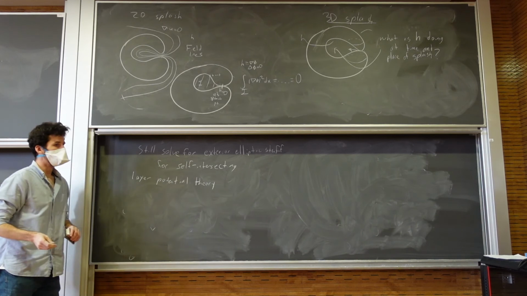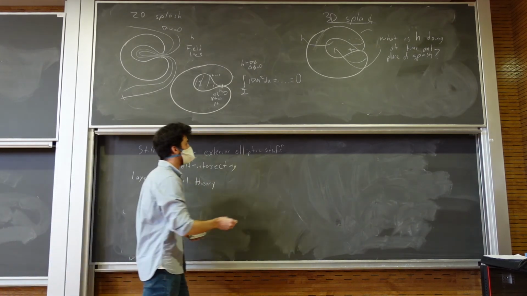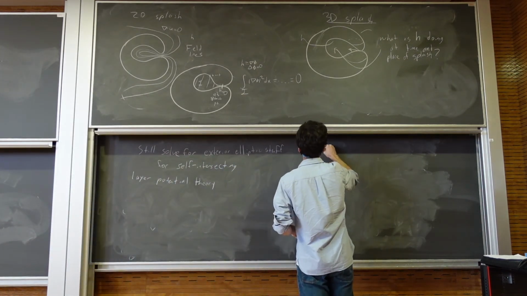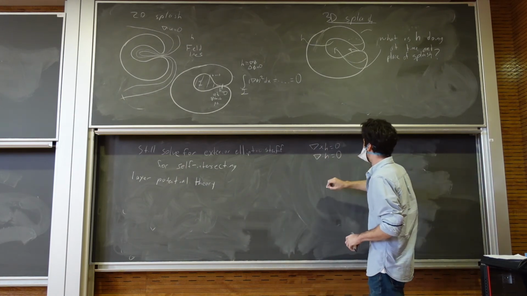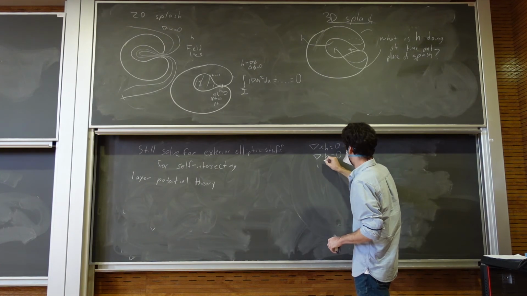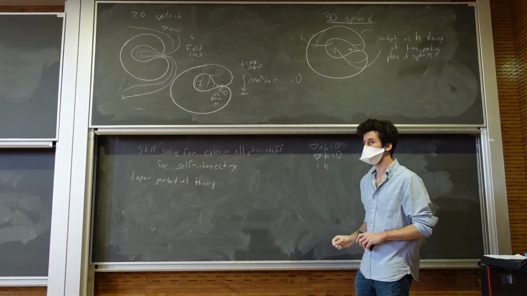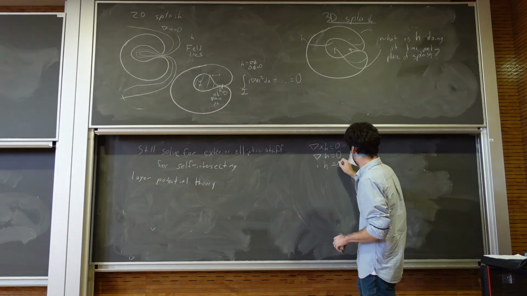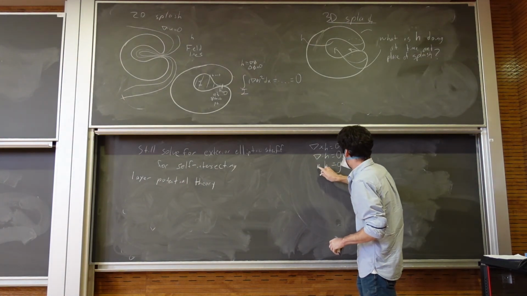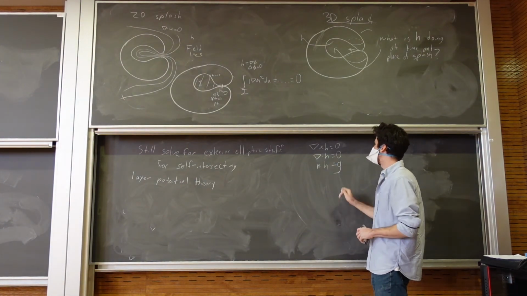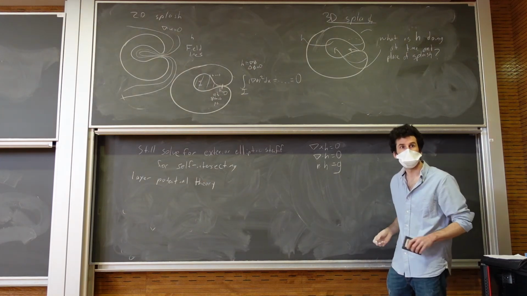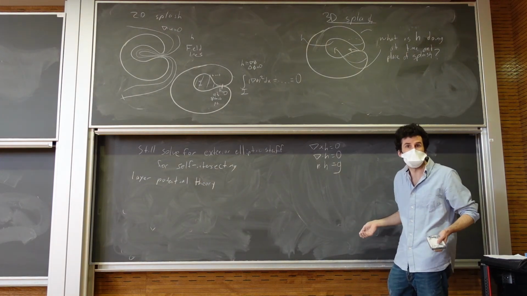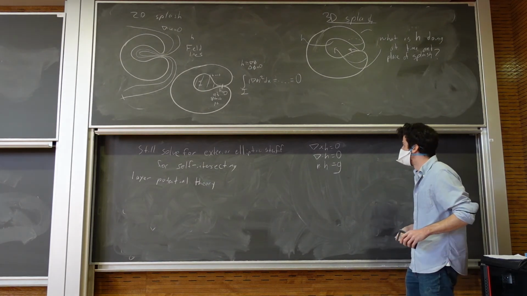So what we're going to try to do is solve this problem: del cross H equals 0, del dot H equals 0, and the normal component of H, let's not say that it's 0, let's say that it's G. I'm being a little bit careful here because if I impose too many zeros, then the only solution is that H has to be 0. Obviously, it depends on the topology.